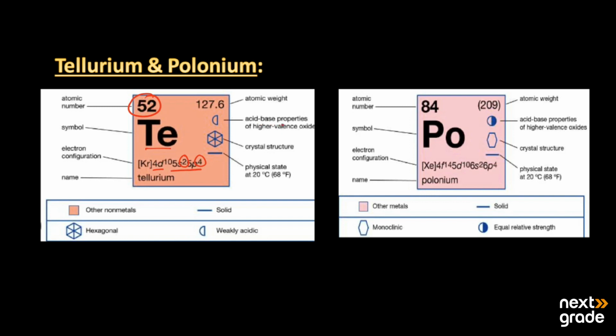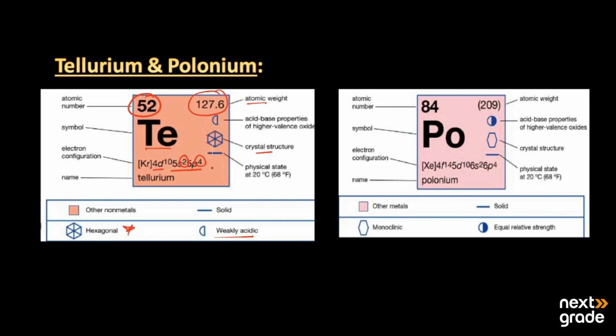Its acidic-basic properties show that it is weakly acidic in nature. Its atomic weight is almost 127.6. Its crystal structure is hexagonal. These six corners show that it is hexagonal in nature. So this was simply about tellurium.